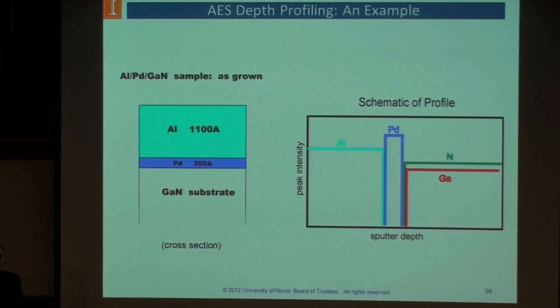Okay, here's an example of the combination of ion sputtering with spectroscopy. We'll call this technique a depth profile. Here's a group with an aluminum, palladium, gallium nitride structure, and the theoretical profile is shown on the right there.